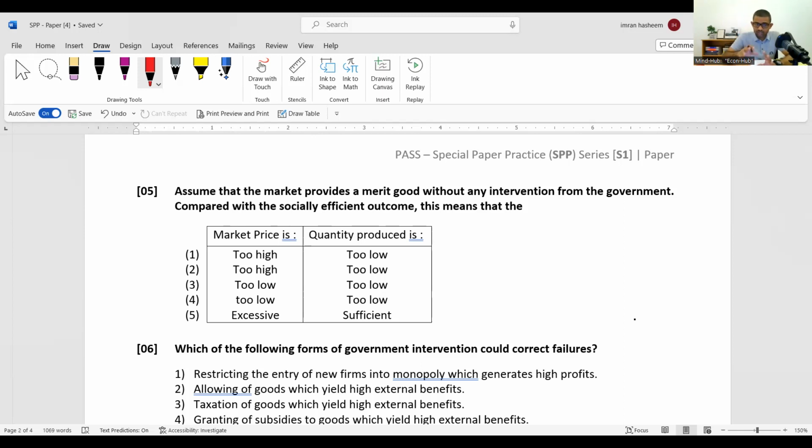Get it? So it says merit goods. Definitely, without any doubt, select the answer quantities below socially desirable. How many answers say too low? Unfortunately, 4 answers say too low. So we can only eliminate the 5th answer. Okay. So you have to work more on the question now.